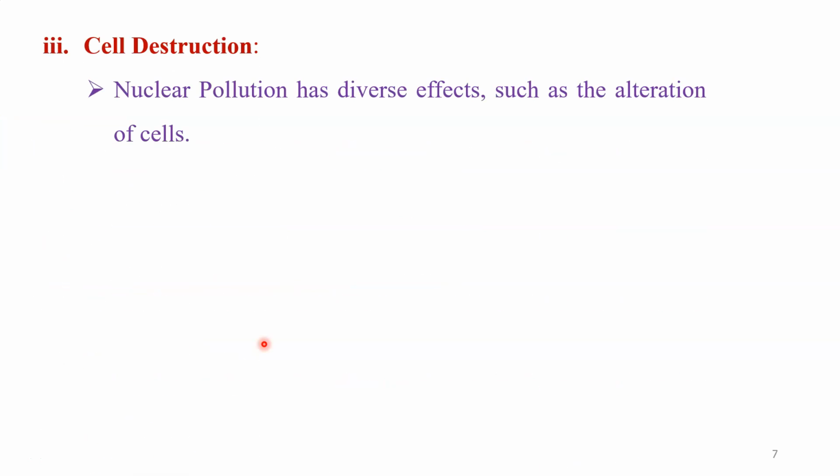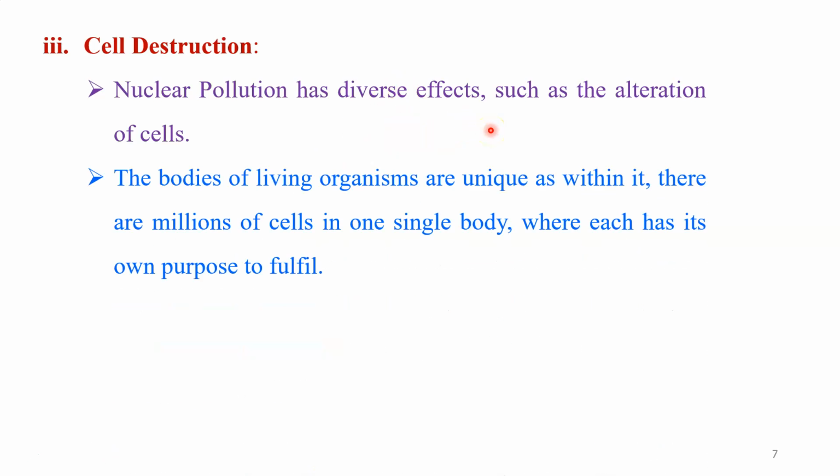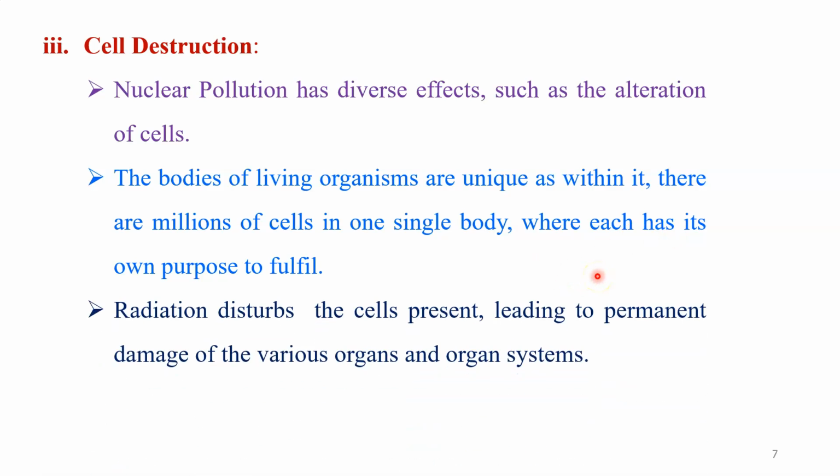Let us discuss cell destruction. Nuclear pollution has diverse effects, such as alteration of the cells. The bodies of living organisms are unique, as within one single body there are millions of cells, where each has its own purpose to fulfill. Radiation disturbs the cells present, leading to permanent damage of the various organs and organ systems.